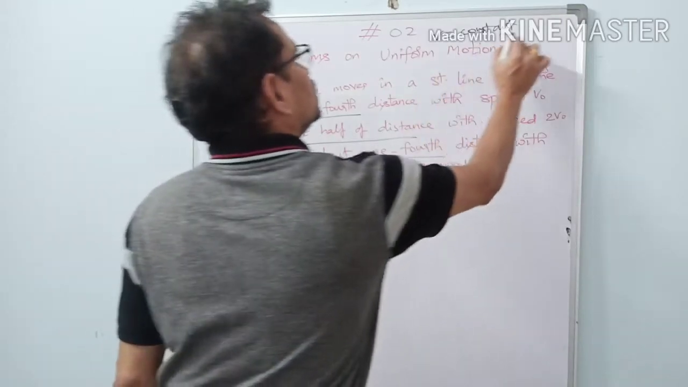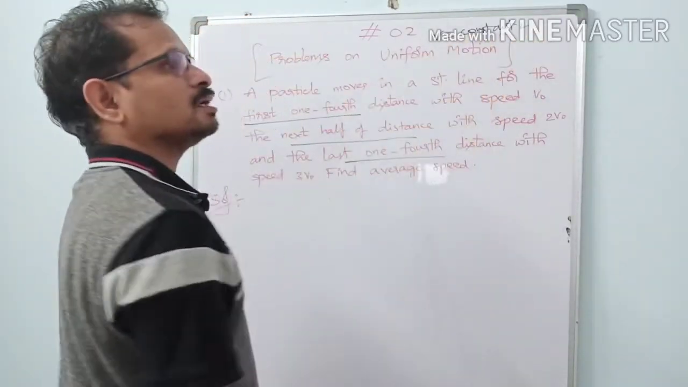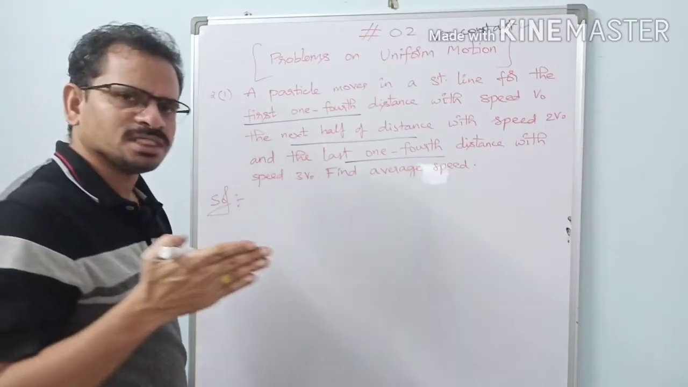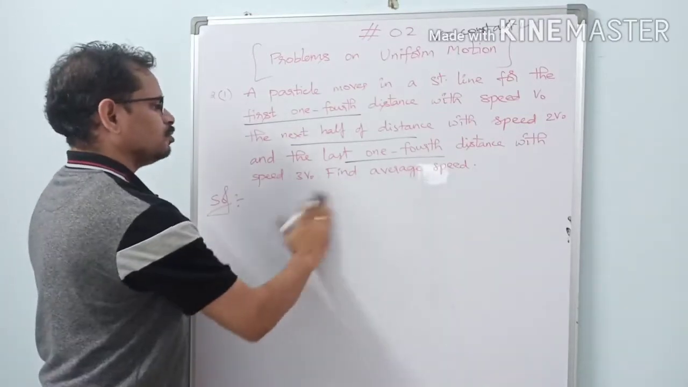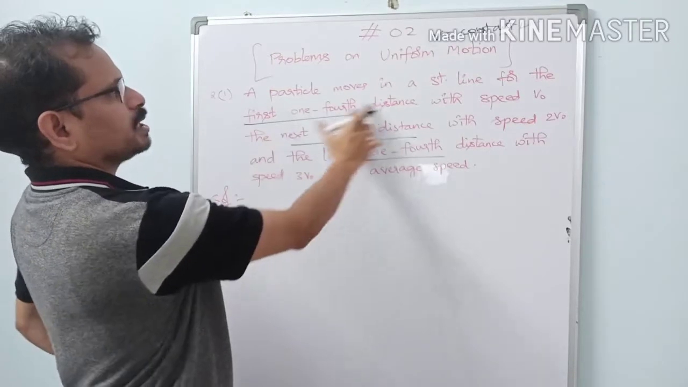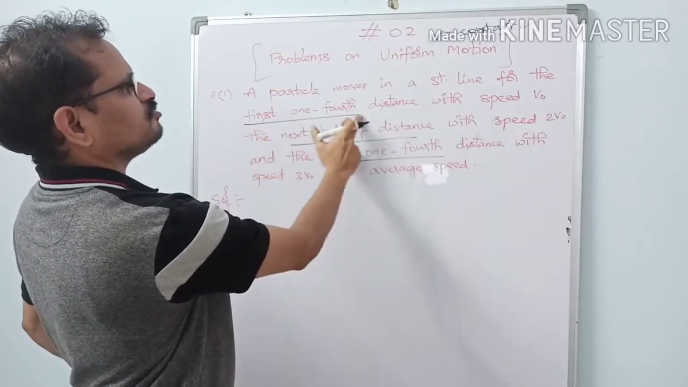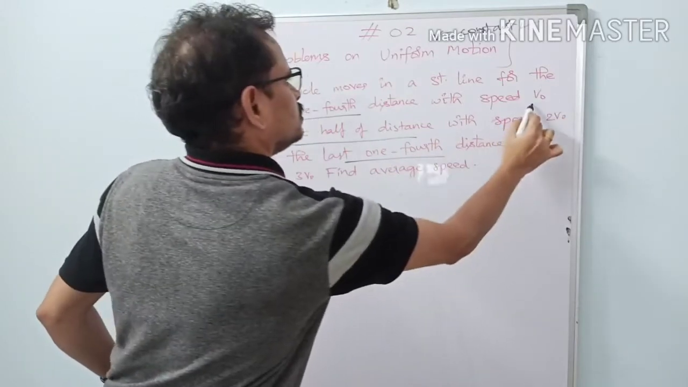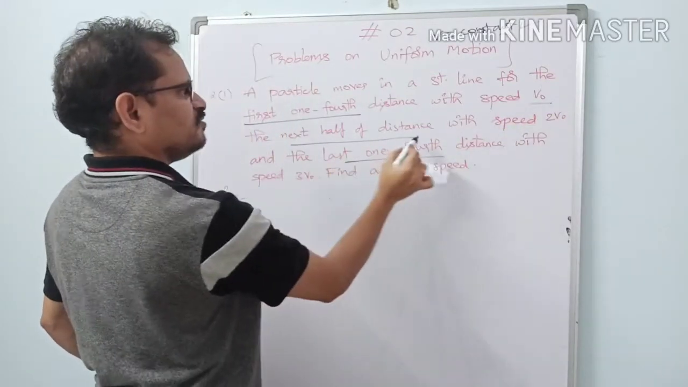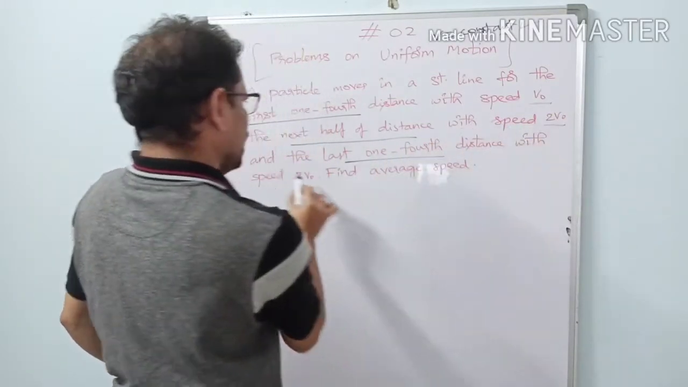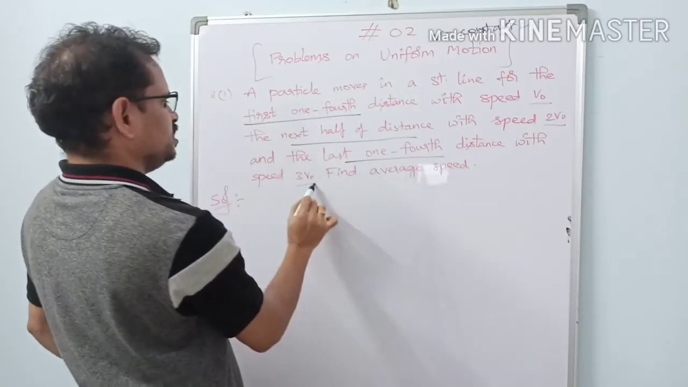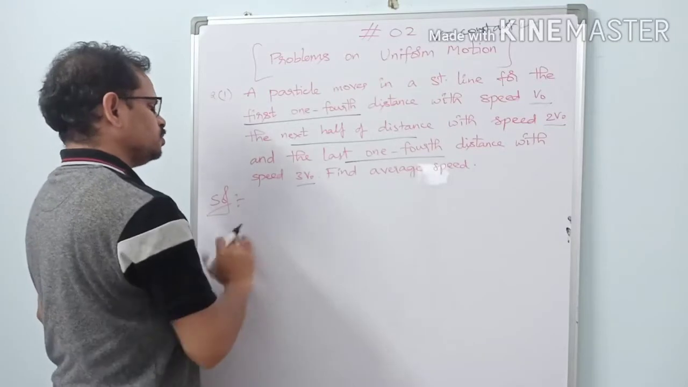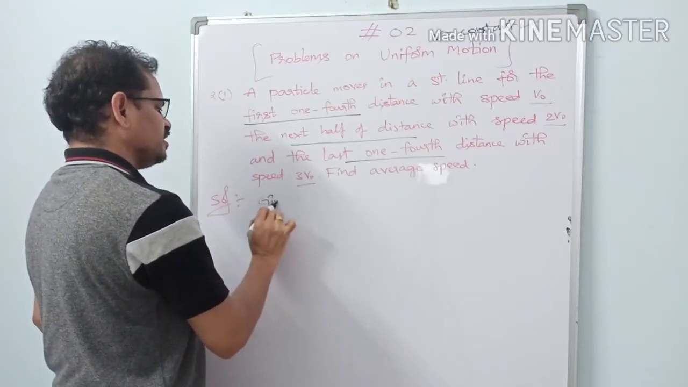Uniform motion means velocity equal to constant, v is equal to constant, that is, the particle is moving with constant velocity. In this case, how do we solve a problem here? Let us check. A particle moves in a straight line for the first 1/4 distance with some speed v0, the next half of the distance with speed 2v0, and the last 1/4 distance with speed 3v0. Find the average speed. So as I told you, what you have to do is always take the given quantities.